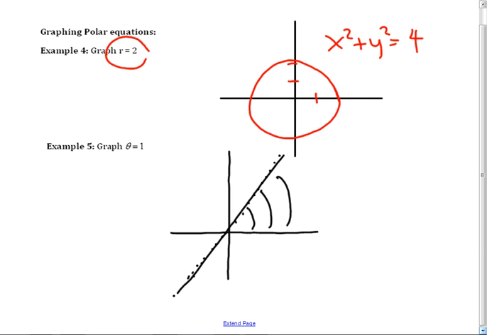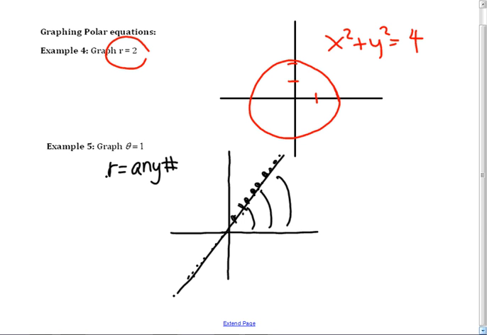The angle is fixed and the radius is anything, any number. If the radius is 1, I'm going to go at an angle of 1 radian, which is about 60 degrees. So there's 1. If r is 2, then I'd have this point. If r is 3, I'd have this point. But r could be a half. So r can change, but the angle can't. So the graph of theta equals pi over 4 would be like the graph of y equals x.